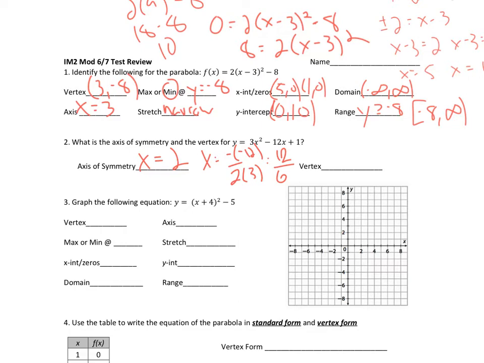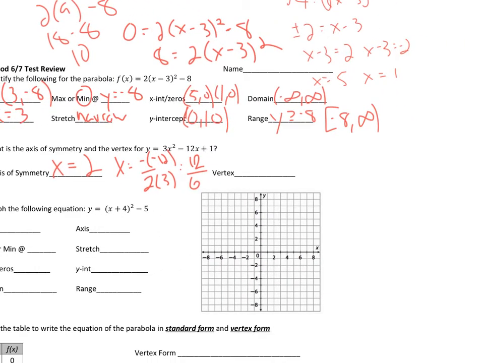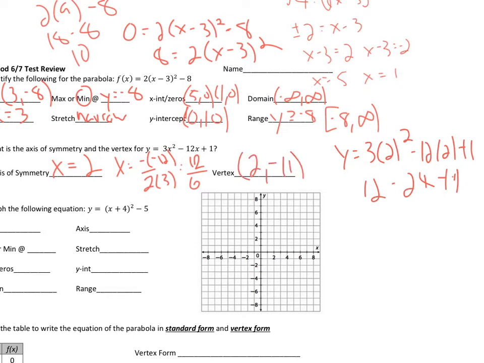Then for our vertex, we just substitute 2 into our equation. Two squared is 4. 4 times 3 is 12. Negative 12 times 2 is a negative 24, and then plus 1. 12 minus 24 is a negative 12, plus 1 is a negative 11. So then our vertex is at 2, negative 11.